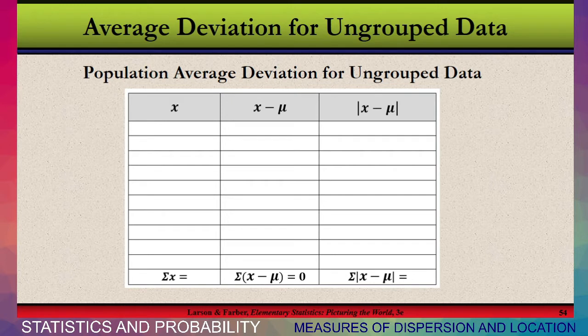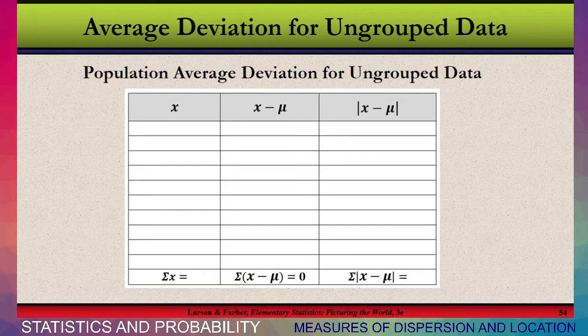Wait lang. So, ito yung table natin para mapakita ko sa inyo kung anong gagawin natin sa susunod na mga example. So, ito yung table ng population average deviation for ungrouped data. Okay. So, sa pag nagsasolve tayo ng average deviation or any kind of table, kailangan indicate mo pa rin kung anong formula ang gagamitin mo.